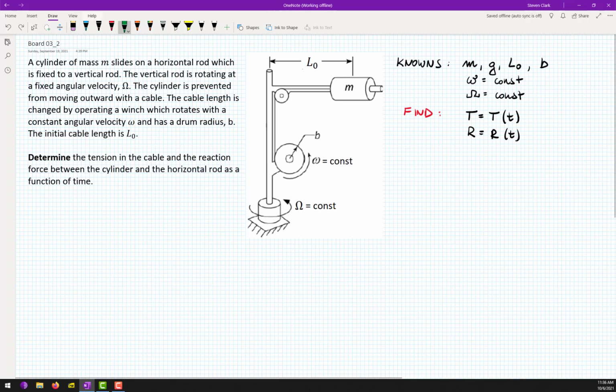Okay, what values do we know? We don't know any values. They ask us for a symbolic solution, so we know only symbols. We know just some parameters, but we don't know their values. And they ask us to find the tension in the cable as a function of time, and also the reaction force between collar and the rod as a function of time. Questions to the problem statement?